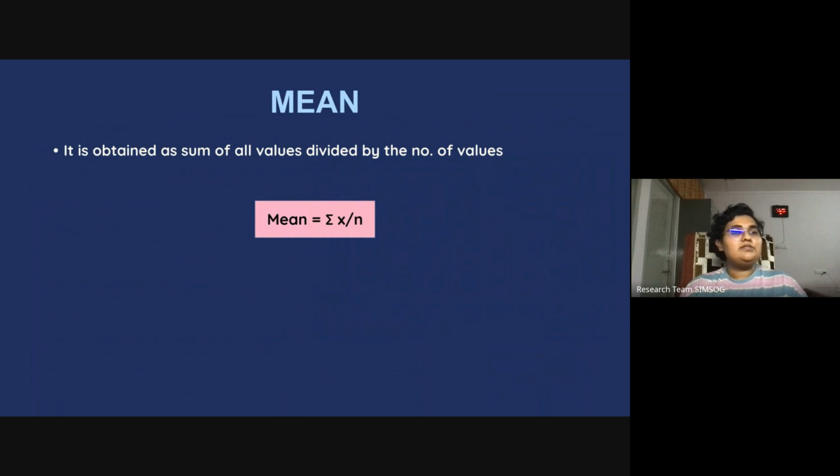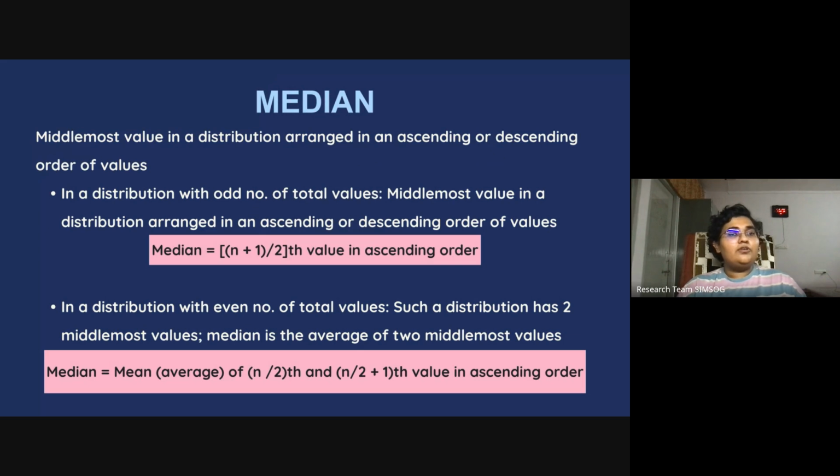Mean is simply the average, so it's the sum of all the variables divided by the number of values. What is median? Median is the middlemost value. Once you take all of the numerical data and arrange it in ascending or descending order, the middlemost value would be the median. For example, if you have an odd number of values, you can very easily find the median, because it's the middlemost value.